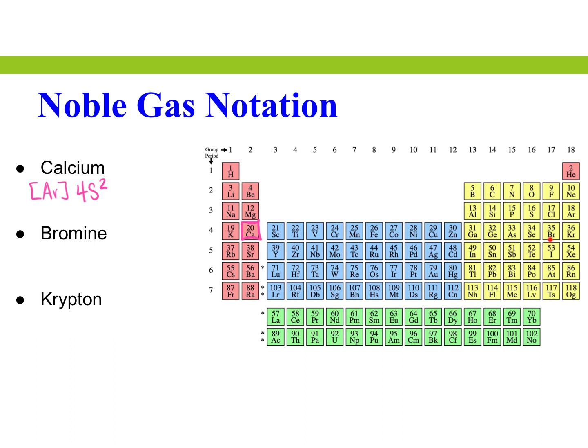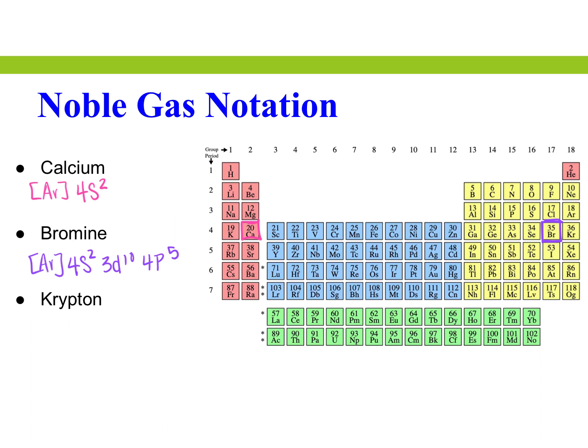Next we have bromine. Bromine is here, and we have to find the noble gas that comes right before it. We can't use krypton, it has to be before it, so we write argon again, and then everything after argon. So it'll be 4s2, 3d10, 4p, 1, 2, 3, 4, 5. So 4s2, 3d10, 4p5.